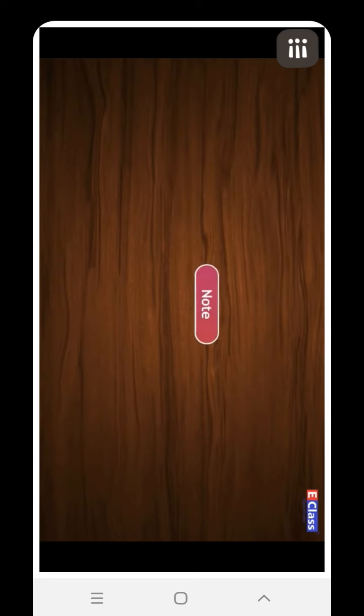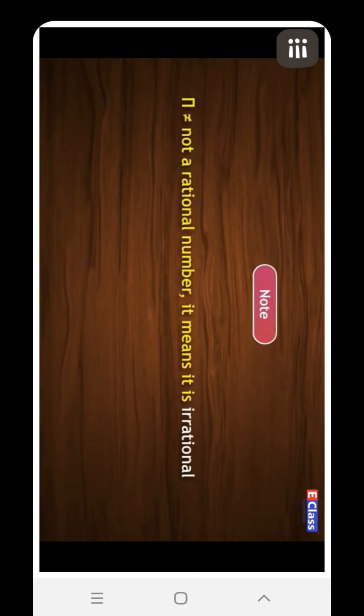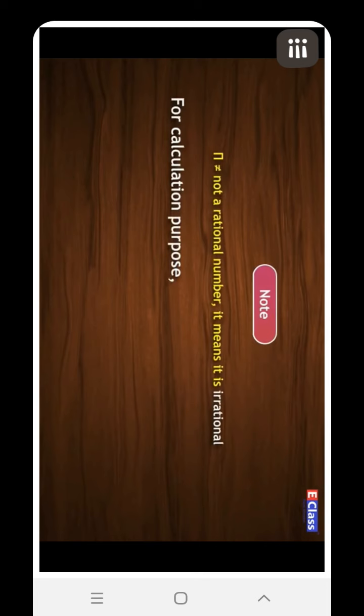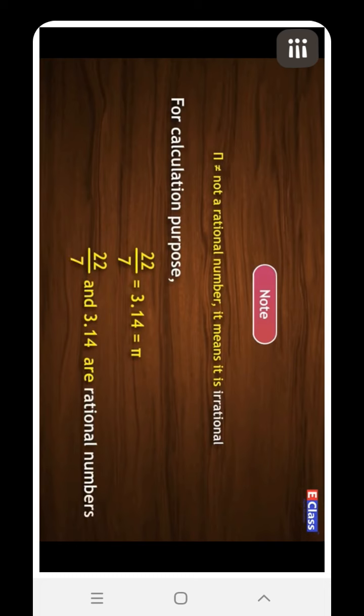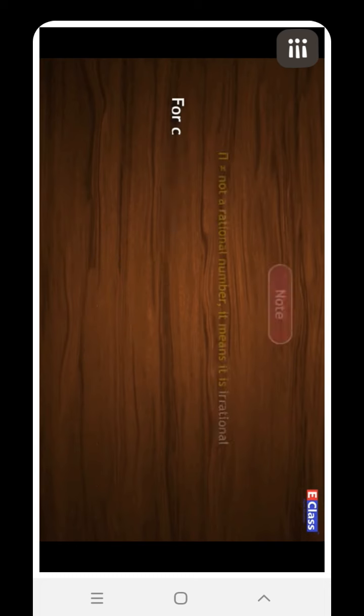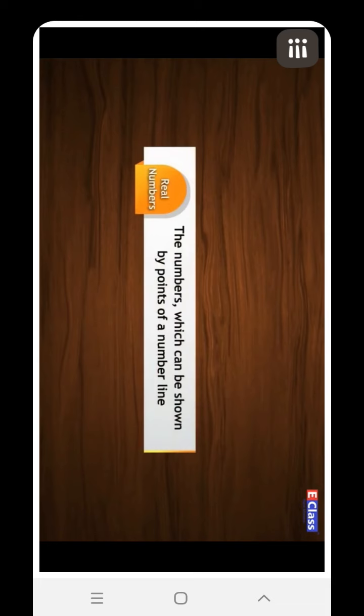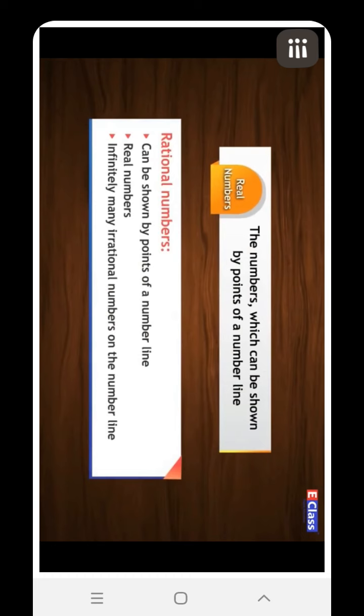Note that in the previous standard, we have learned that pi is not a rational number. It means it is irrational. For calculating purposes, we take its value as 22 by 7 or 3.14, which are very close to pi, but 22 by 7 and 3.14 are rational numbers. The numbers which can be shown by points on a number line are called real numbers. We have seen that all rational numbers can be shown by points on a number line. Therefore, all rational numbers are real numbers.